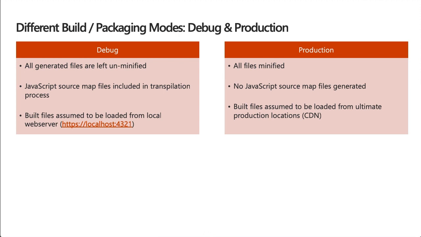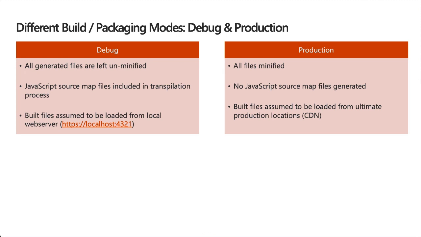Debug mode is when you run bundle or package solution without a ship or a production flag. All the generated files are left unminified, whereas if you included the --ship or -p attribute on the bundle or the package solution step when you're running the gulp tasks, they will be minified. In the debug process, the JavaScript source map files are included in the transpilation process from TypeScript to JavaScript, making your debugging process a little bit easier.